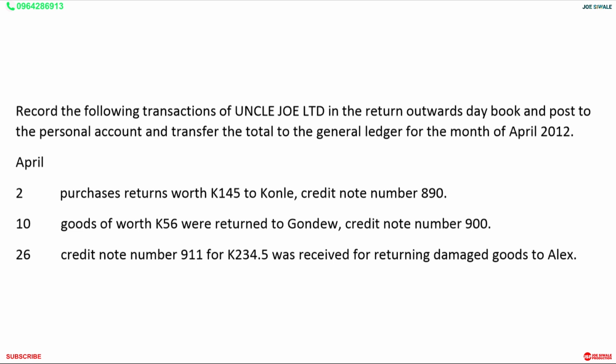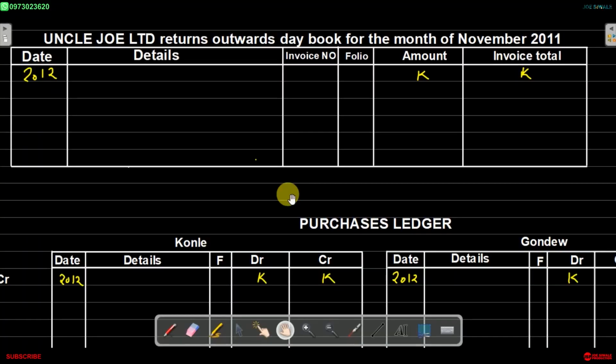On the 26th of April, credit note number 911 for 234.5 kwacha was received for returning damaged goods to Alex. So the first thing that we're going to do is to put up the title, and the title is going to read Angojo Limited Returns Outward Daybook for the month of November 2011. So we're going to start with the first transaction.